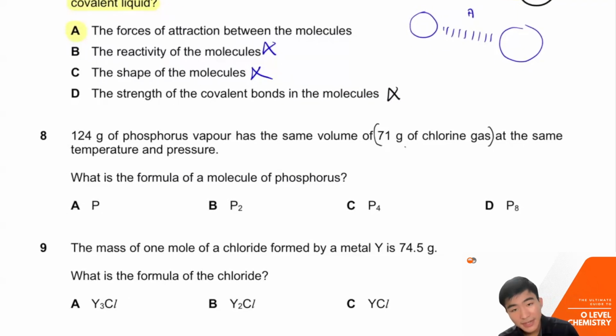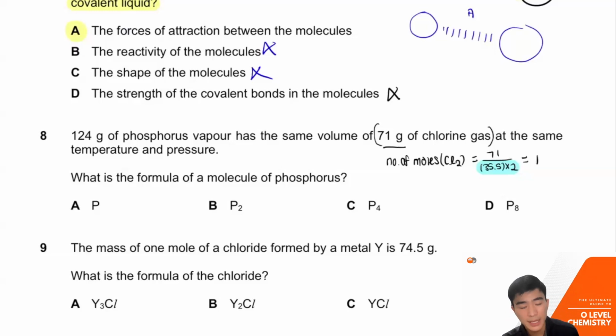Now, 71 gram of chlorine gas. First, we calculate number of moles. Okay, now number of moles of chlorine. Now remember, chlorine gas is Cl2. So how do we do? 71 divided by 35.5 multiplied by 2. Sometimes students forget this, the multiply by 2 part. So once you get this already, you'll realize that it is 71 over 71, which gives you 1.